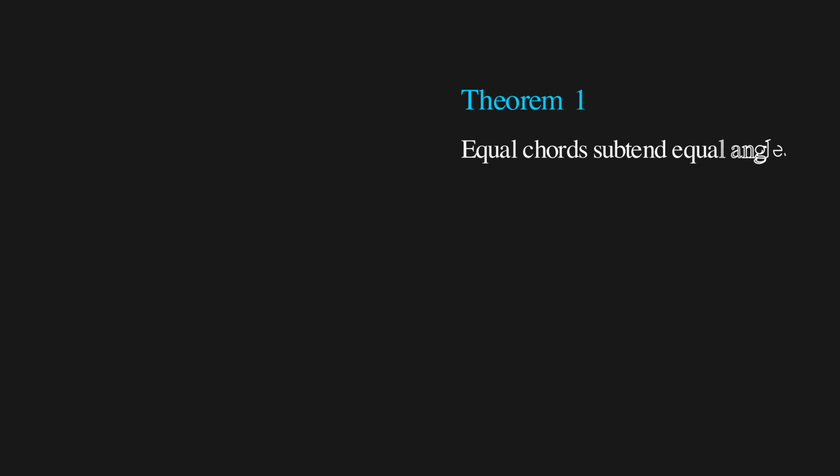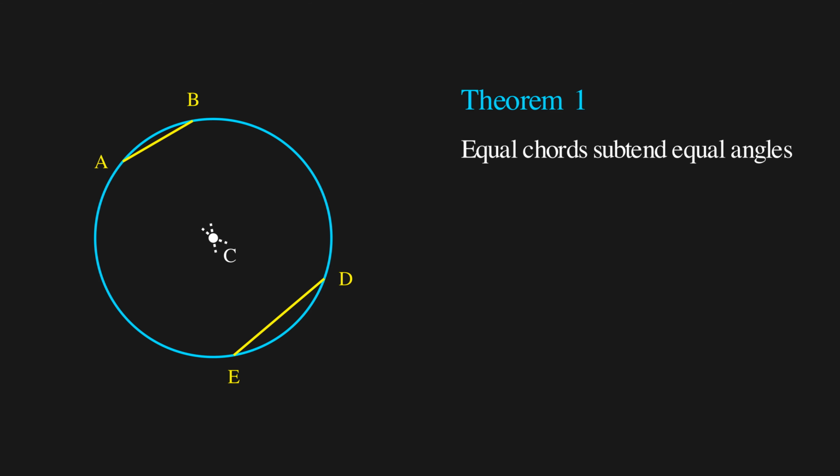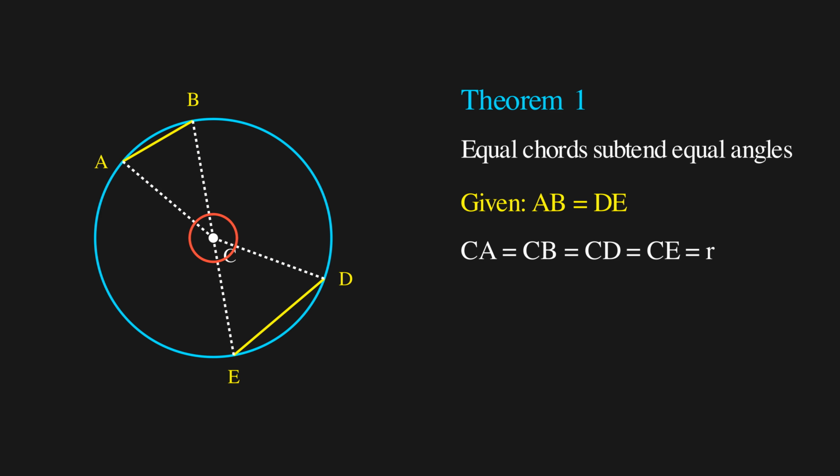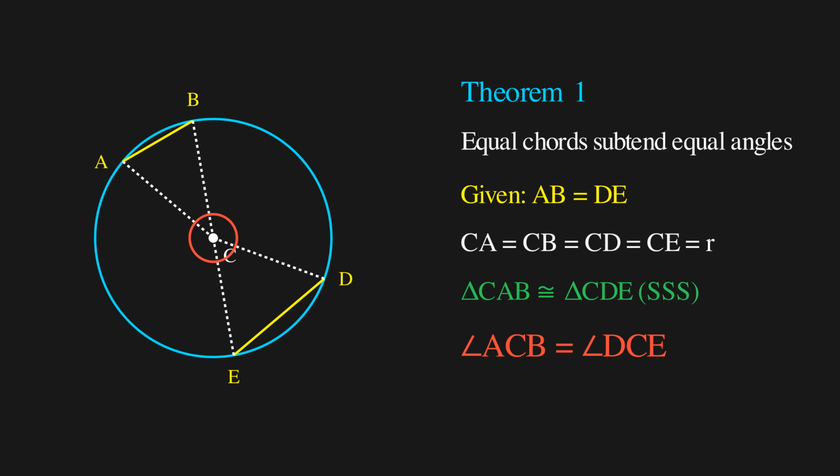Theorem 1 states that equal chords of a circle subtend equal angles at the center. Let's prove this. We are given the circle and 2 equal chords, AB and DE. Since we already drew the lines to the center, we have formed 2 triangles, CAB and CDE. Since CA, CB, CD, and CE are all radii of the same circle, they are equal to each other. Because all 3 pairs of sides are equal, the 2 triangles are perfectly congruent by the side-side-side congruence rule. Therefore, the angles at the center, angle ACB and angle DCE, must be equal.